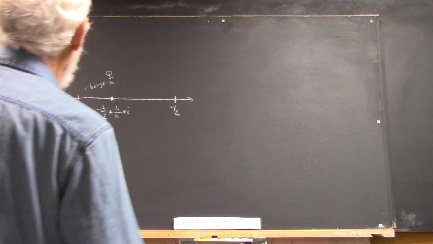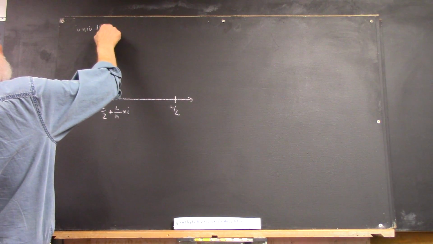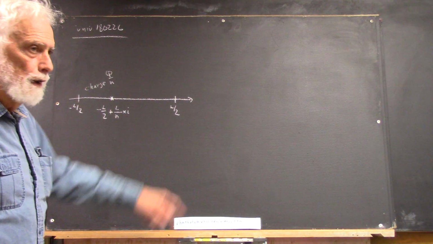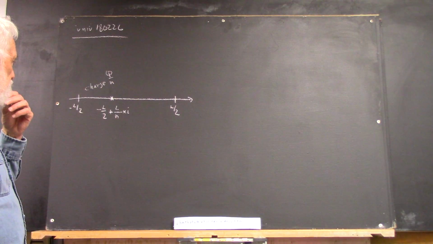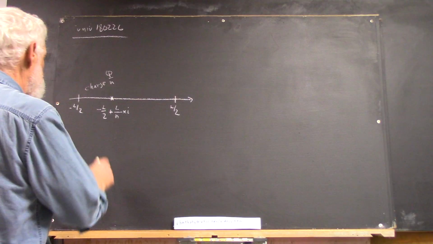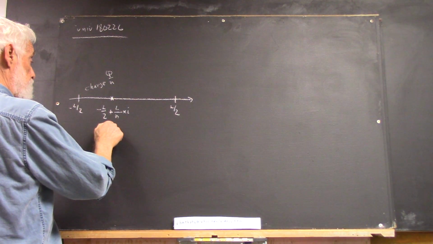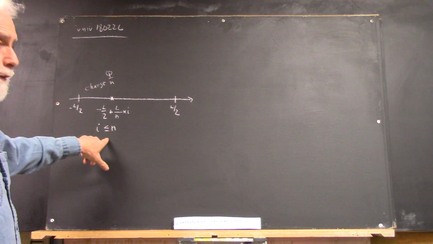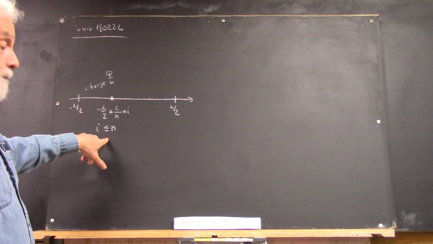Okay, what you're asked to do can be pictured like this. Okay, first of all, one thing I should have added, i should be less than or equal to n. Okay? Now what does that do?